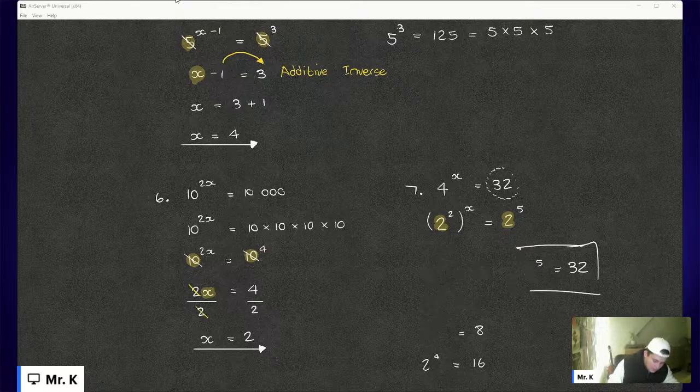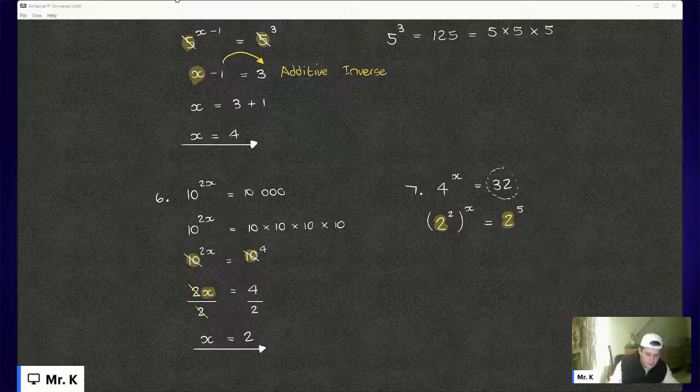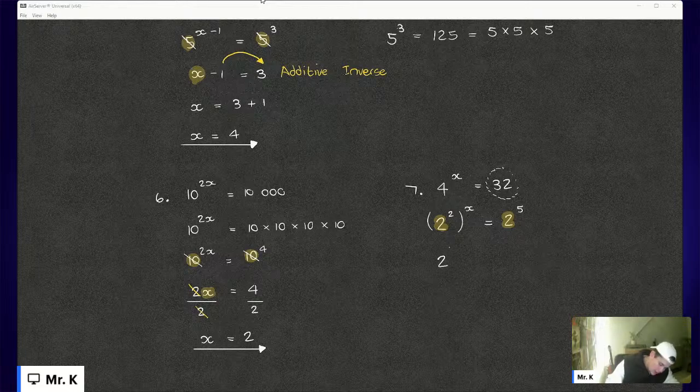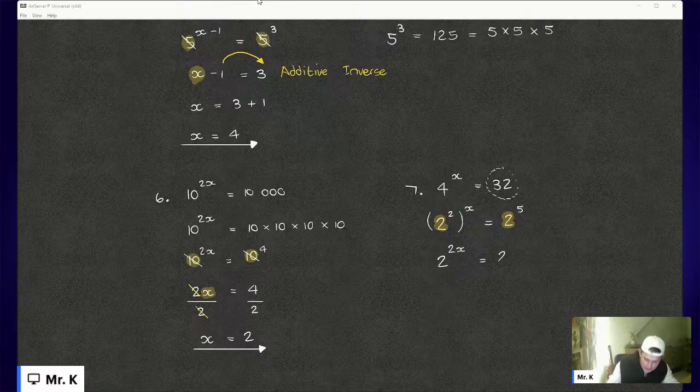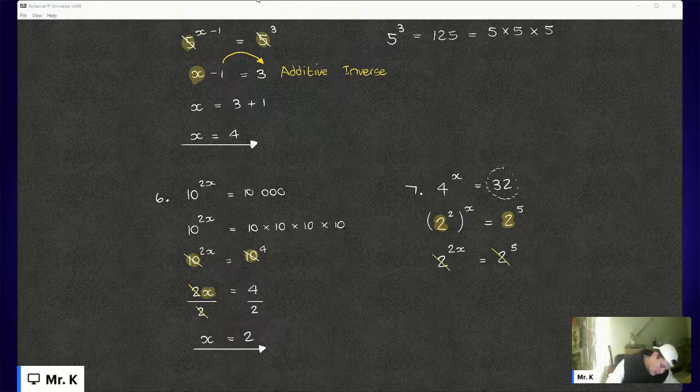So we have one extra step to deal with here, and it's got to do with the fourth exponential law. When we have a power raised to a higher power, grade 9s, we multiply the powers. So 2 times x is simply 2x. And then we have 2 to the power of 5 on the right-hand side. Now that our bases are the same, we may cancel these bases or drop the bases, and 2x is equal to 5. And now, in order to isolate x or get x on its own, we want to divide by 2 on both sides.